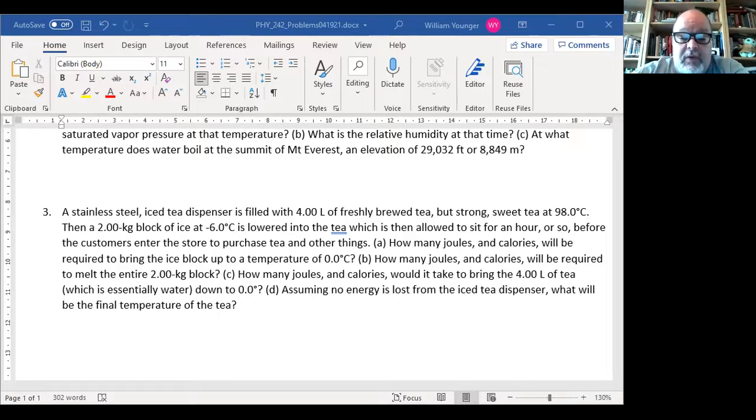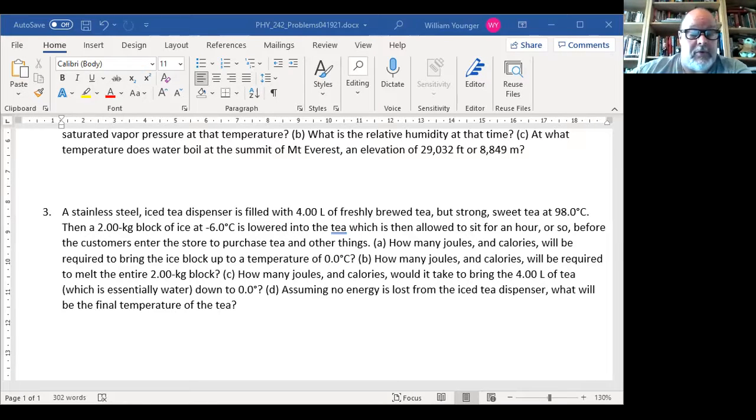A, how many joules and calories, meaning I'm asking you for both answers, will be required to bring the ice block to a temperature of 0 degrees Celsius? B, how many joules and calories will be required to melt the entire 2 kilogram block? And C, how many joules and calories would it take to bring the 4 liters of tea, which is essentially water, down to 0.0 degrees Celsius? And then finally, assuming no energy is lost from the iced tea dispenser, what will the final temperature of the tea be? So that's the real question.